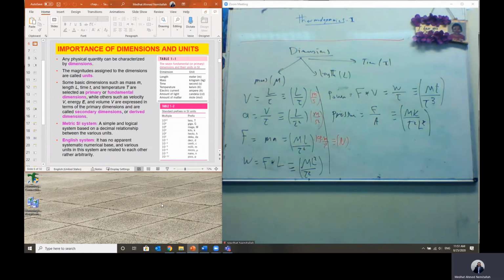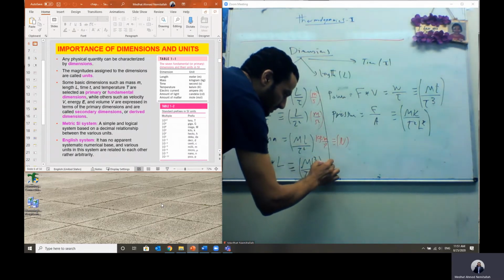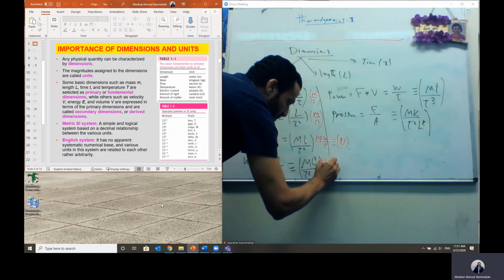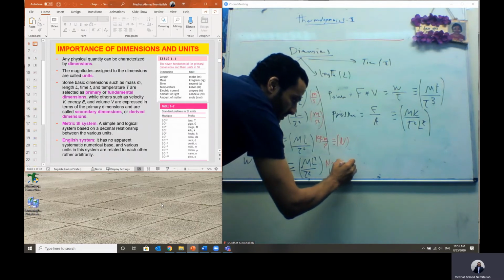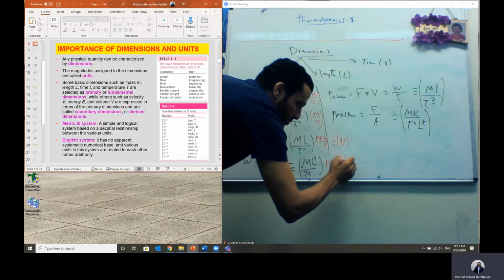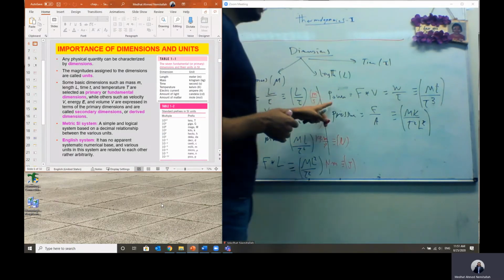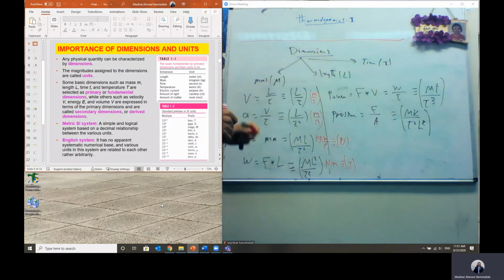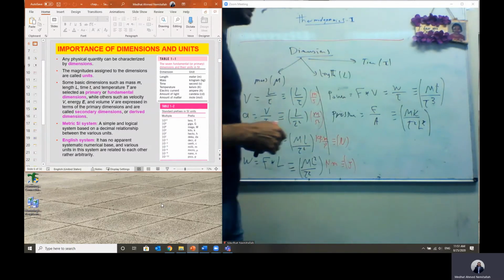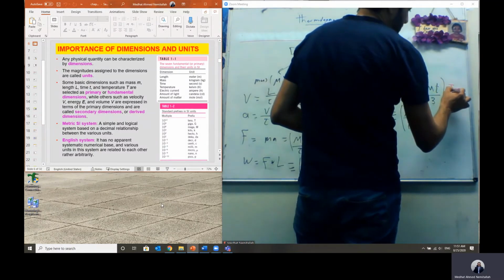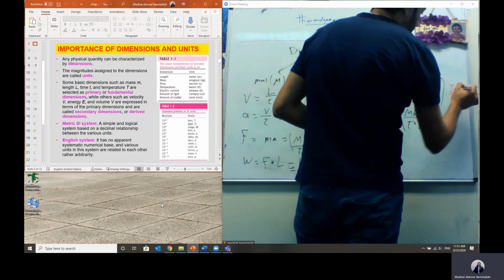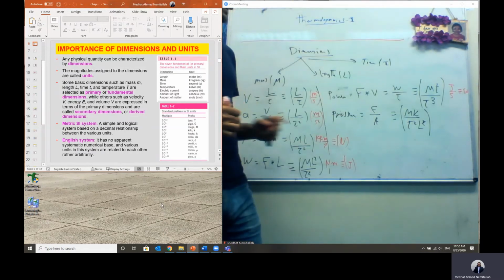Work is force by distance. Force is Newton, by distance, so the unit is Newton multiplied by meter, which is equivalent to what we call joule. So 1 joule is equal to 1 Newton meter. Okay. Now, what about the power? Power is the rate of work done, work over time. So it is joule per second. Joule per second is equivalent to watt. Okay. And I think you know about this.